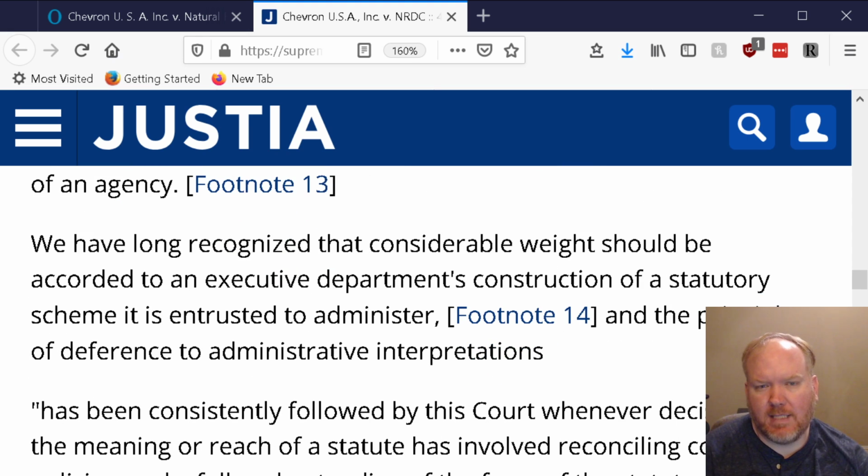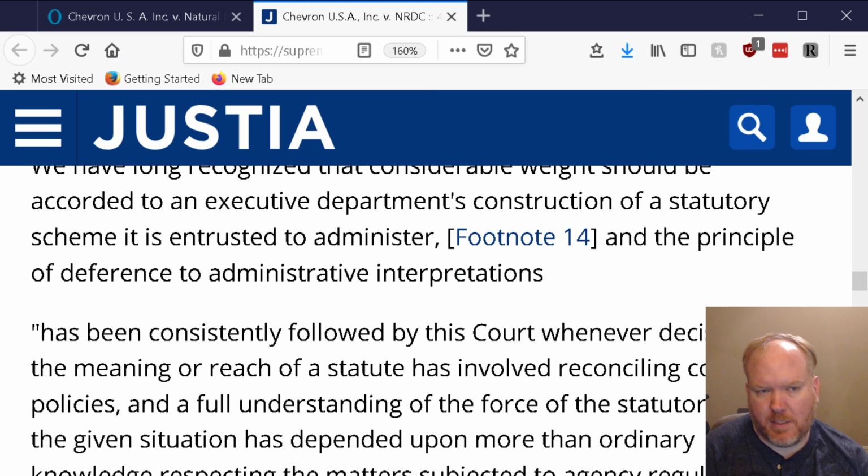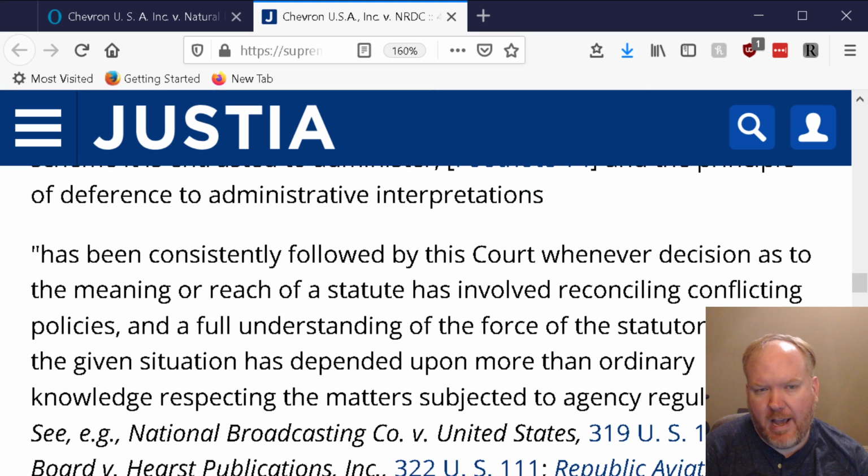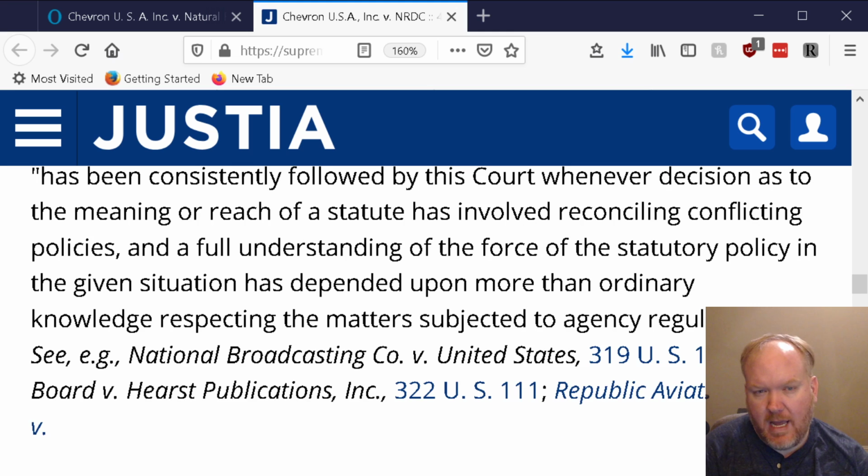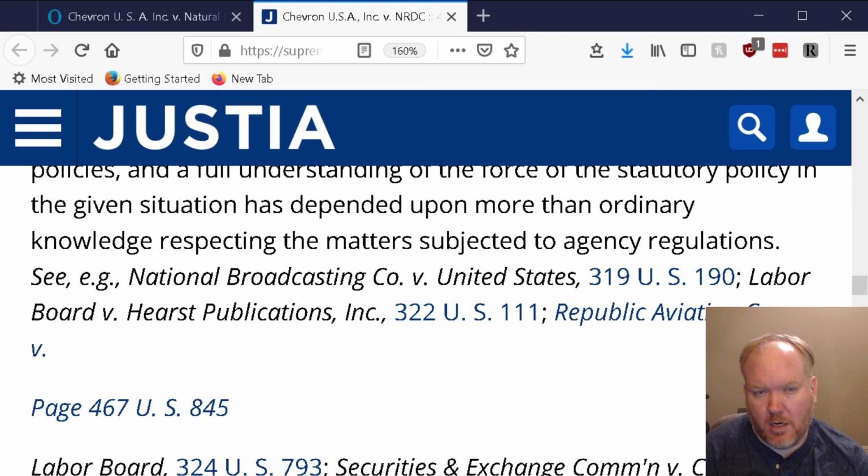We have long recognized that considerable weight should be accorded to the executive department construction of a statutory scheme it should be entrusted to administer, and the principle of deference to agency interpretations has been consistently followed by this court whenever a decision as to meaning or reach of statute has involved reconciling conflicting policies and full understanding of the force of policy in the given situation has depended upon more than ordinary knowledge respecting the matters subject to agency regulations.